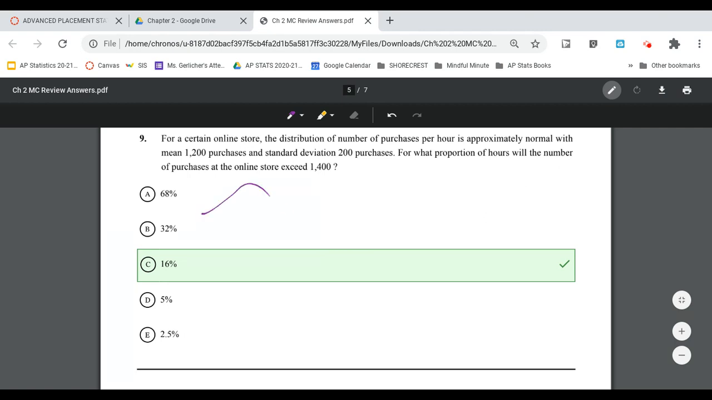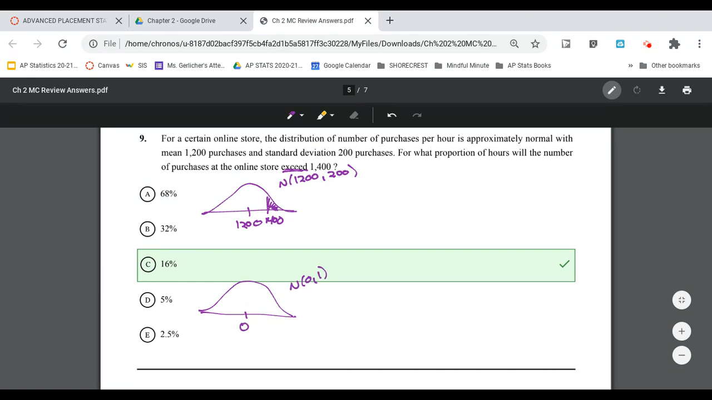Okay, so the first thing you need is your original normal curve. It is approximately normal with a mean of 1200, standard deviation of 200. And we want the proportion of hours where the store exceeds 1400. So exceed means greater than, that means to the right. So if I put 1400 on here, it's just that distance to the right. Okay, and then we're going to eventually turn this into a standardized situation.